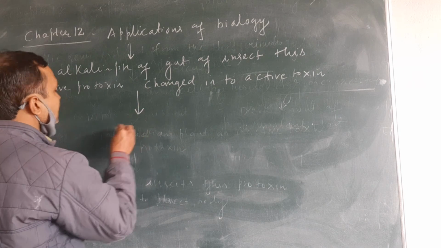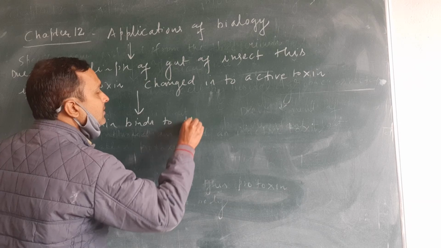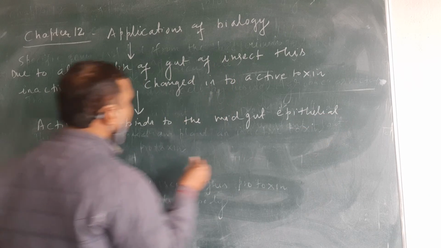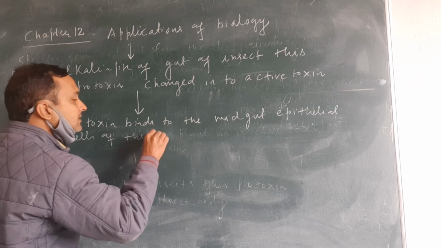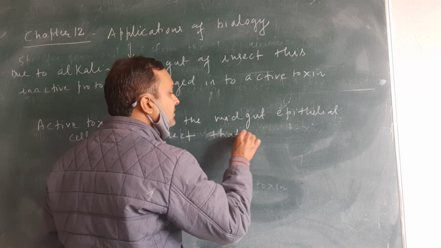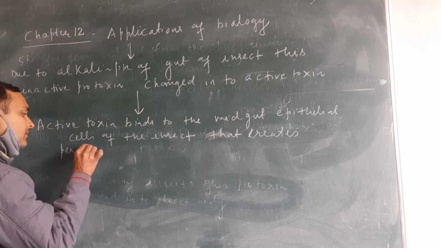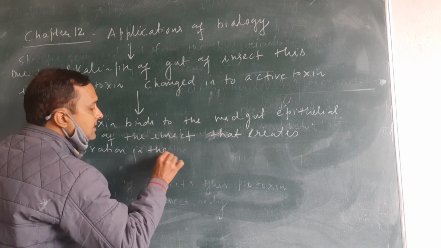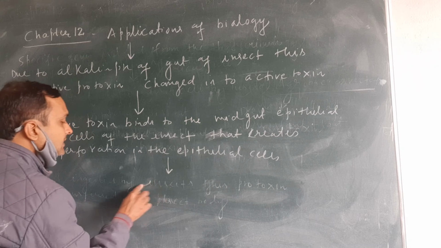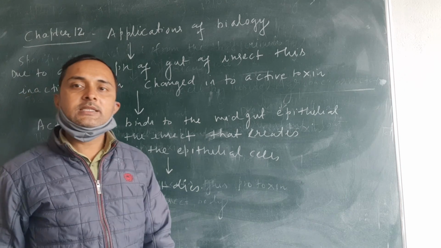So this active toxin binds to the midgut epithelial cells of the insects and creates perforations in the epithelial cells, and at last the insect dies. So these are the steps of development of insect resistant plant.